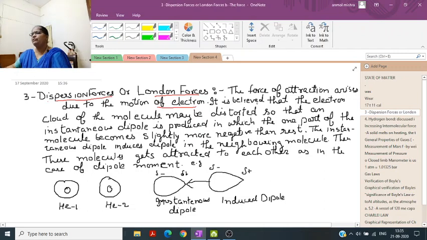It is believed that the electron cloud of the molecule may be distorted, so the instantaneous dipole is produced, in which one part of the molecule gets slightly more negative than the rest.